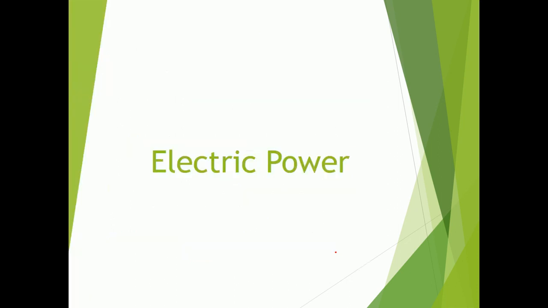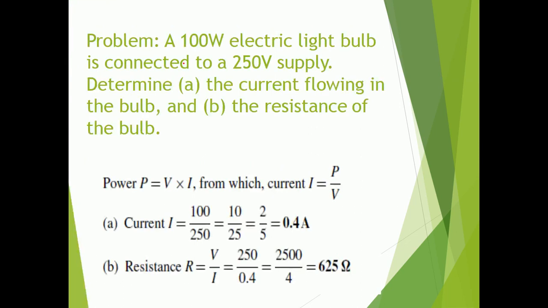Electric power. To start with the electric power, we take a very basic example. A 100 watt electric light bulb is connected to a 250 volt supply. So first of all, the power is given, the voltage is given. Calculate the value of current.